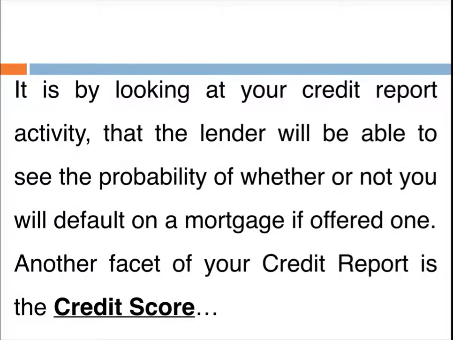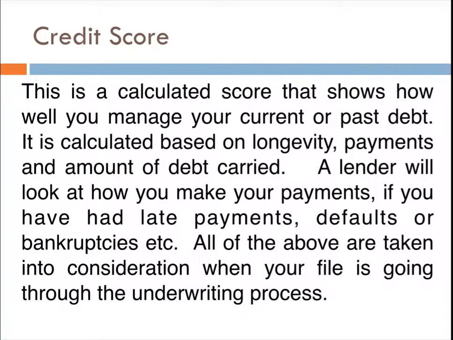Another facet of your credit report is the credit score. This is a calculated score that shows how well you manage your current or past debt. It is calculated based on longevity, payments, and amount of debt carried. A lender will look at how you make your payments, if you have had late payments, defaults, or bankruptcies. All of the above are taken into consideration when your file is going through the underwriting process.